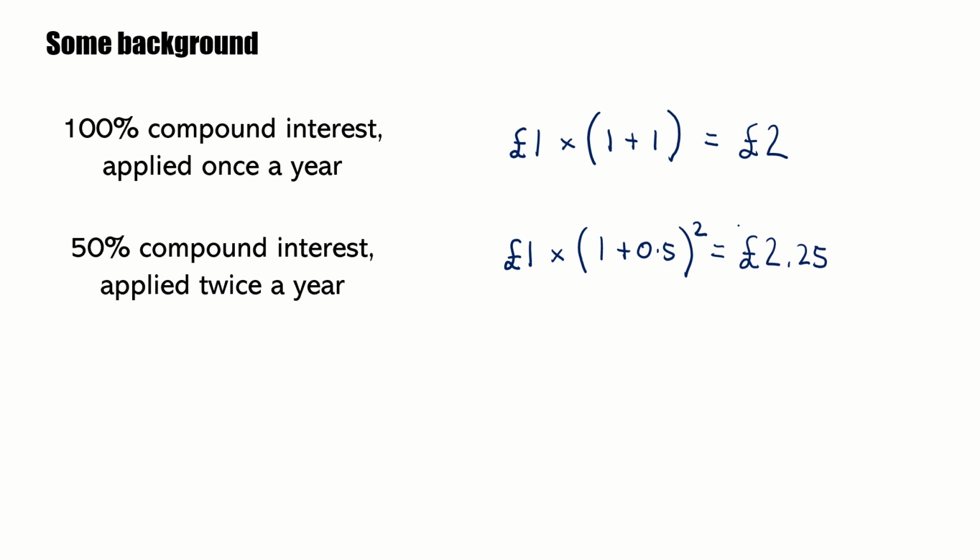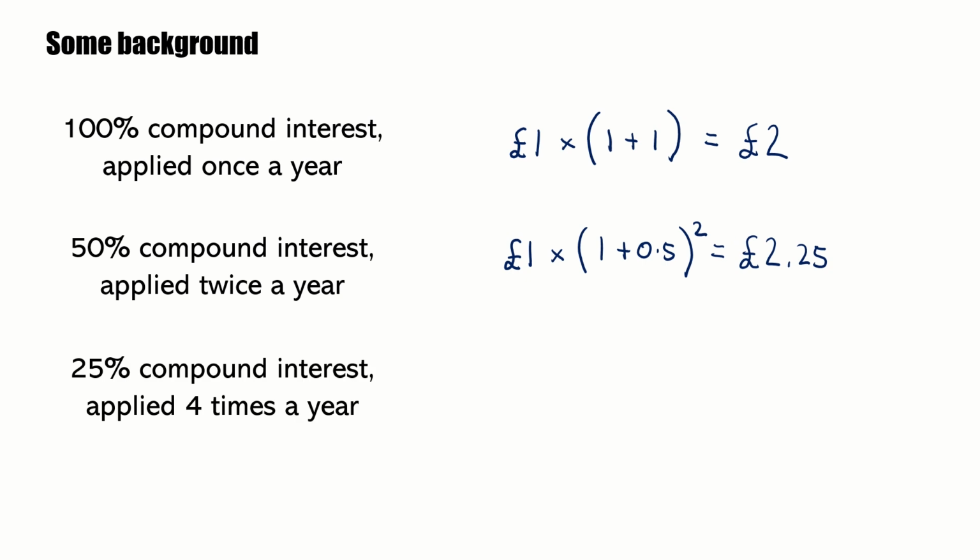But again, this arguably could still be exploited. We could have somebody put in £1 just before the 6 months is up, then take their money out immediately after the interest is paid, then put it back in immediately before the second instalment of 50% interest is paid. So we can basically just continue this process by applying the interest more often, but in smaller instalments. So we could do 25% compound interest applied 4 times a year. So therefore that would be £1 times (1 + 0.25) to the power of 4.